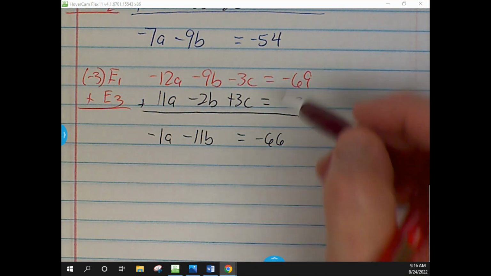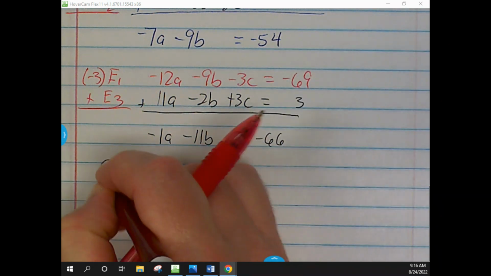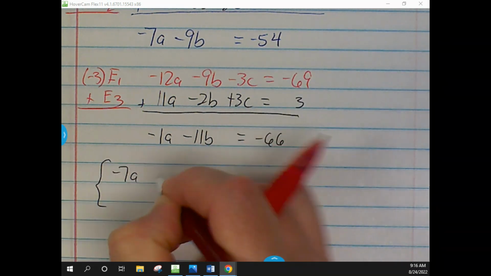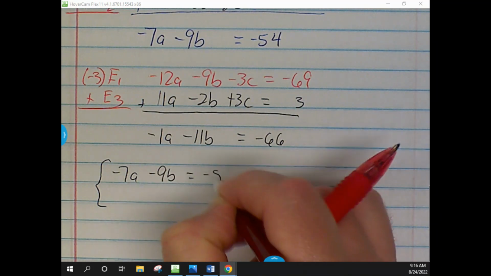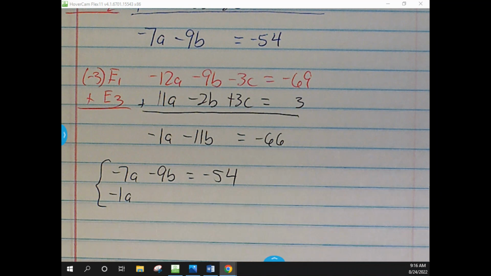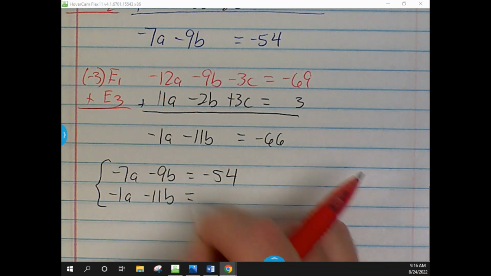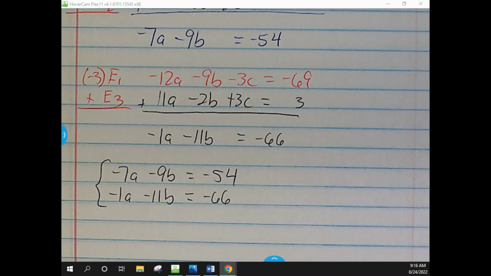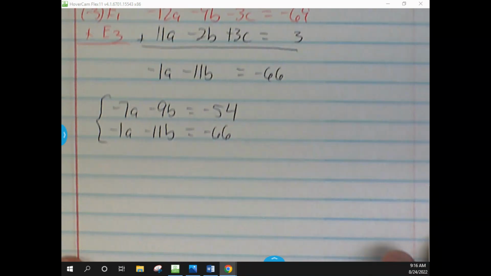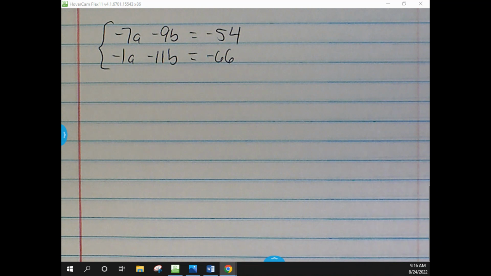All right, so now we've got these two equations with just a and b, so we're going to put them together and just solve those two equations. So we've got -7a minus 9b equals -54, and -1a minus 11b equals -66. All right, I know which variable I want to get rid of here. It's going to be the easiest one in those two to eliminate. The one with the 1, right? Yeah.